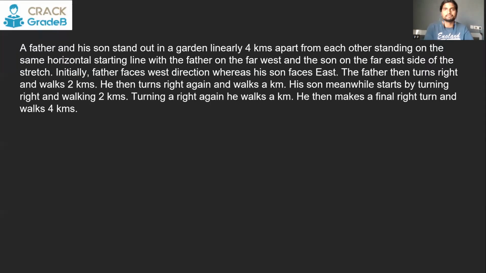Now, let's start solving some easy questions first. It says, a father and his son stand in a garden linearly 4 kilometers apart from each other, on the same horizontal starting line, with the father on the far west and the son on the far east side of the street.